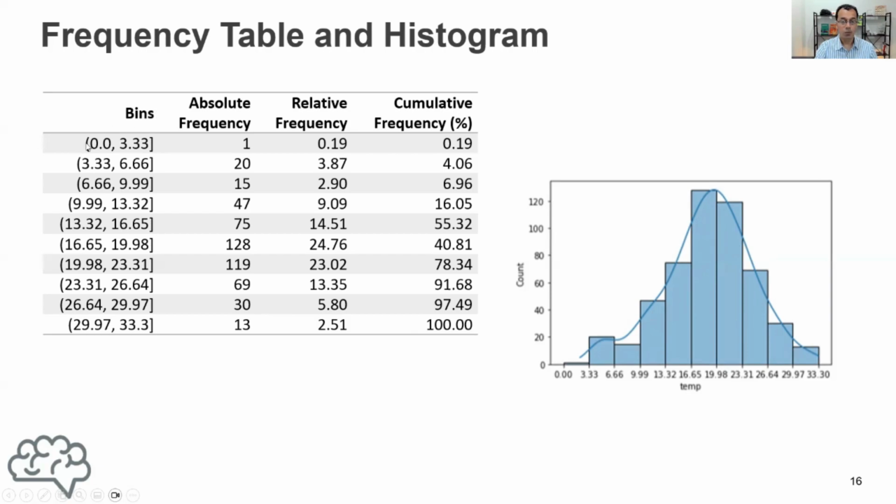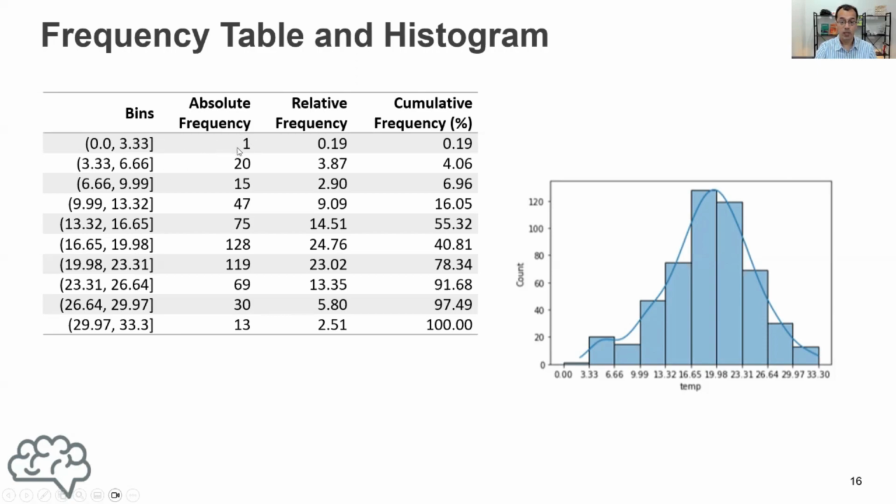By looking at the table, we have the bins here. This is an open interval on the value 0, and it's closed on 3.33. It's open on 3.33 and closed on 6.66, so on and so forth, until the last value, which is 33.3. Here we have the absolute frequency, and this means the number of objects that fall in each of these bins.